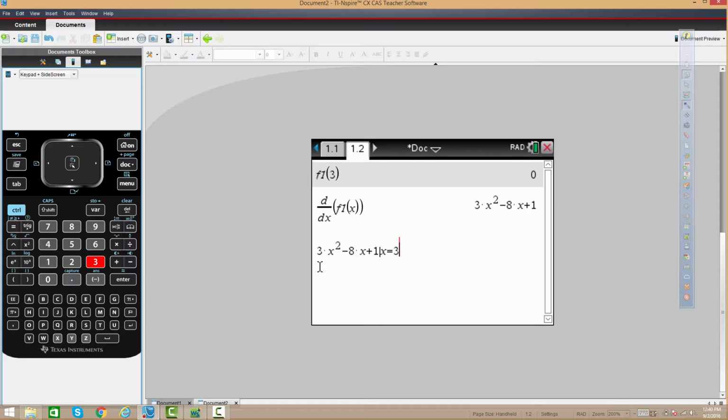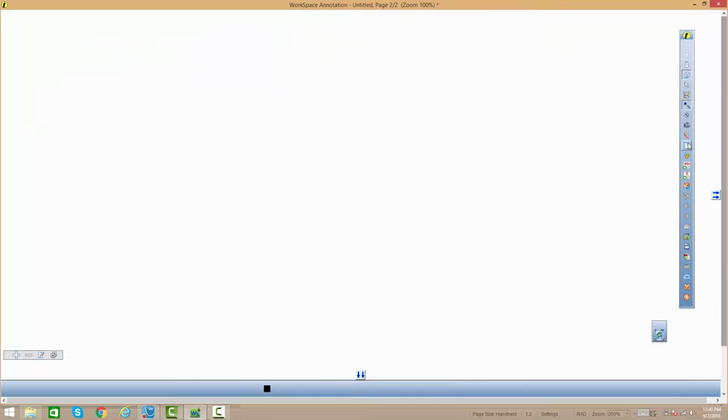So I'm saying this expression, substitute in x equals 3, what does it come out to? So I hit enter, and it comes out to 4. So that is the slope of my function at x equals 3. And I can now go to a clean page.